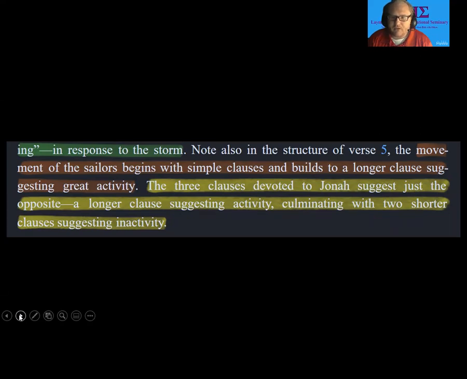Let's see here. So this is kind of interesting because it's talking about pacing right here. It's talking about the sailors beginning with simple clauses that build to longer clauses, indicating greater activity. But Jonah becomes more and more passive in activity. And I think this is sort of like what Korpel talks about, not necessarily the same function, where David was active before the Bathsheba account, and then everything shifts to his passive function, if you will, him not responding correctly. So I think something similar is going on. I'm not saying it's occurring based off the same type of discourse or syntactic structure, though.